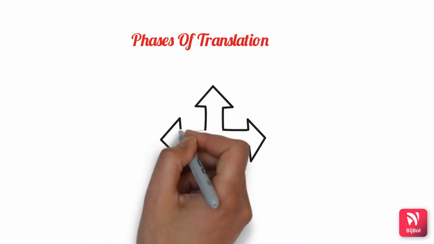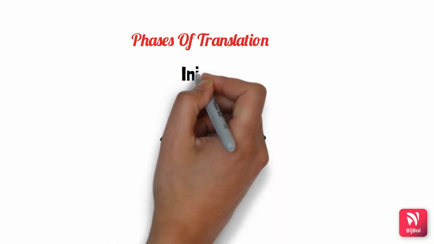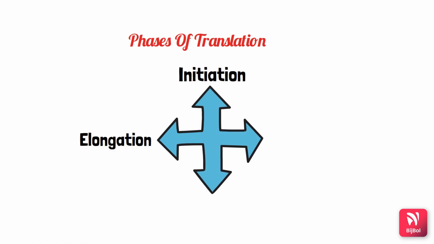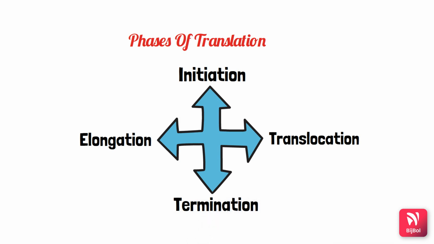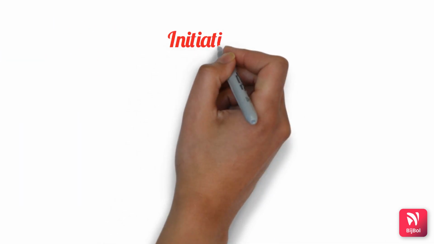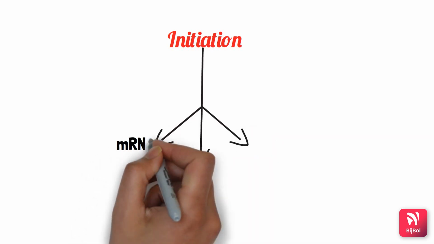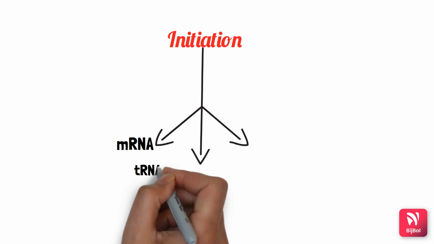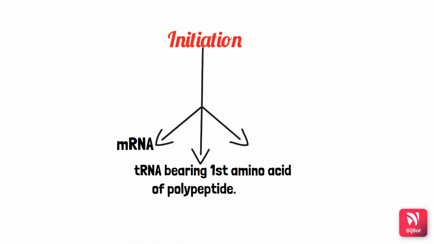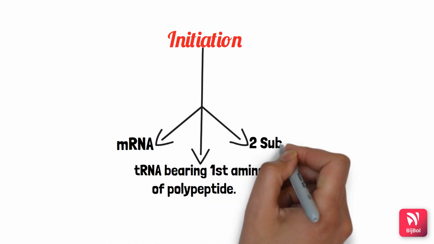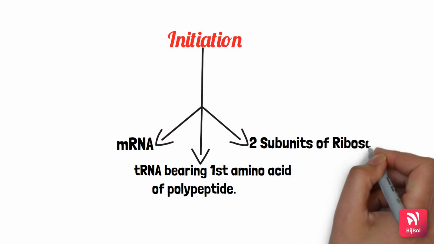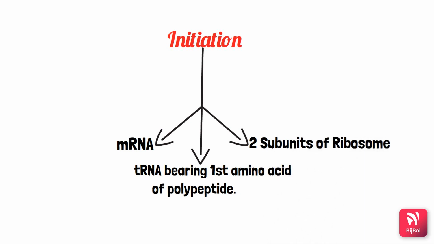Now let us discuss the phases of translation. There are 4 phases of translation. They are initiation, elongation, translocation and finally termination. Let us discuss each and every phase of translation in detail. Firstly, initiation. This initiation process brings together the mRNA, the tRNA bearing the first amino acid of the polypeptide, and the 2 subunits of the ribosome.